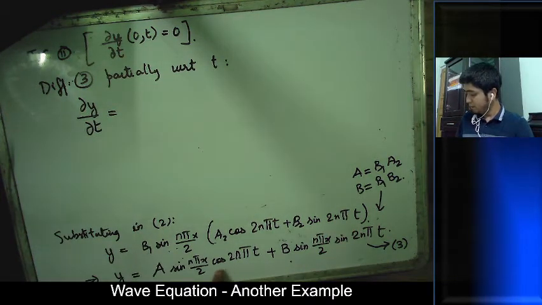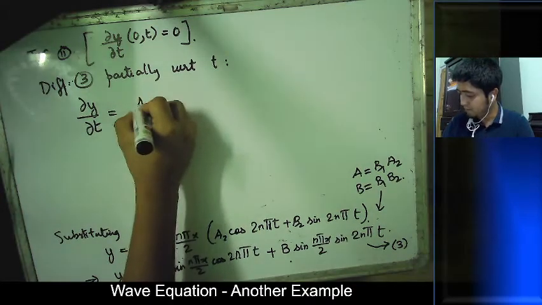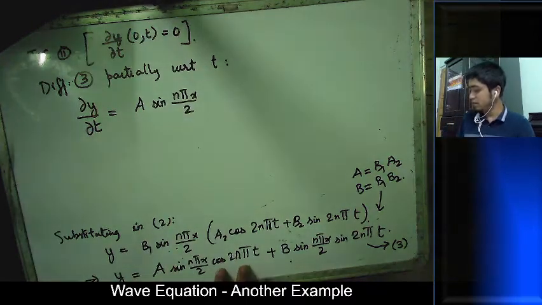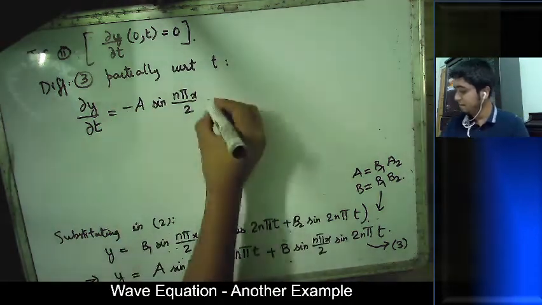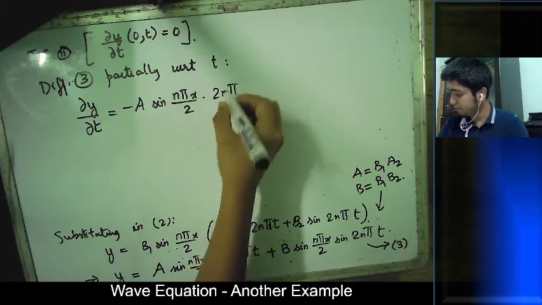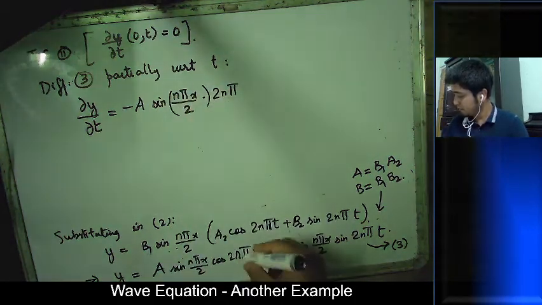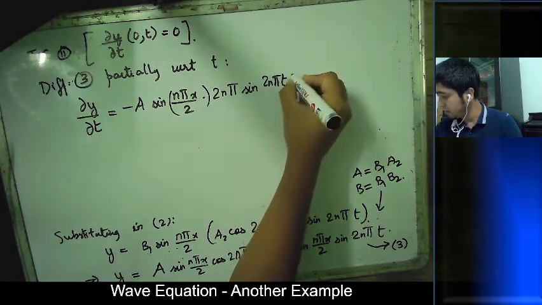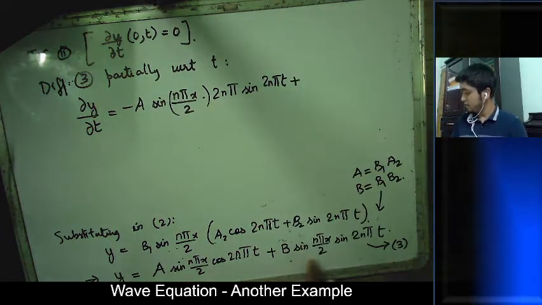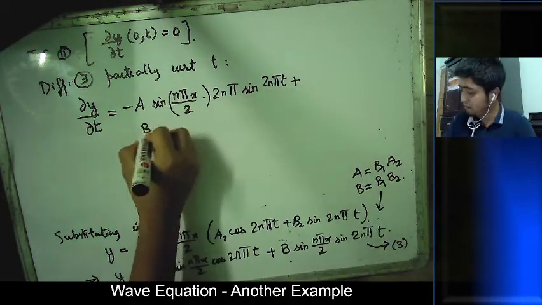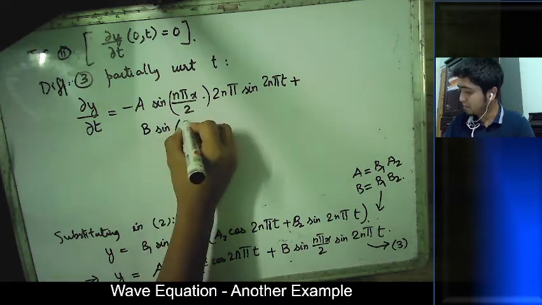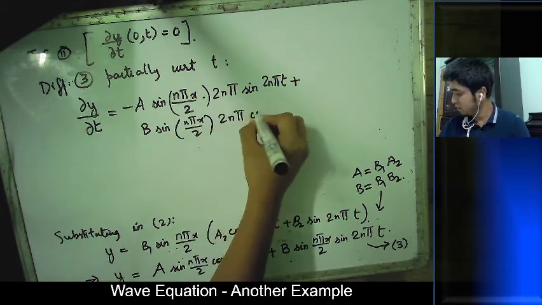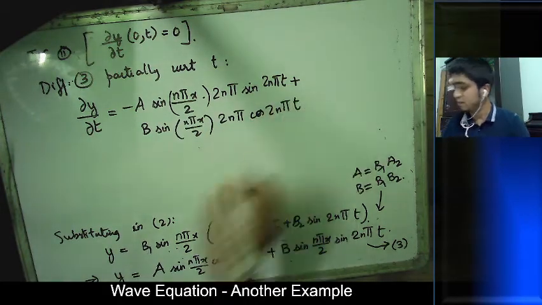Okay, a sine n pi x by 2 will behave as a constant, and if you differentiate this one, you will be getting minus 2 n pi sine 2 n pi t plus, and then if you differentiate this one again, you will be getting b sine n pi x by 2. If you differentiate sine, you will be getting cos 2 n pi t. So this is what we are having.